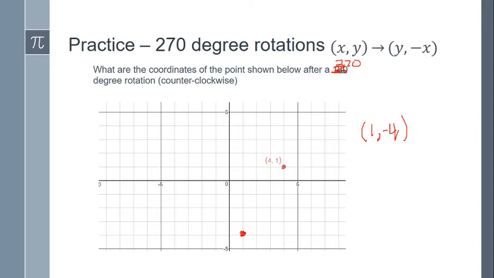If I rotated it through the 3 quadrants here, I would first rotate 90 degrees counterclockwise and I'd end up here. Then I would rotate another 90 to get to 180 and I'd end up right down here. And then if I finally rotate another 90 degrees, we end up with our 270-degree rotation.